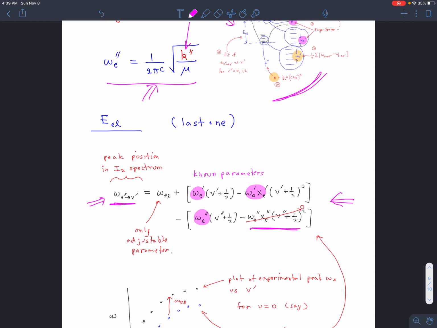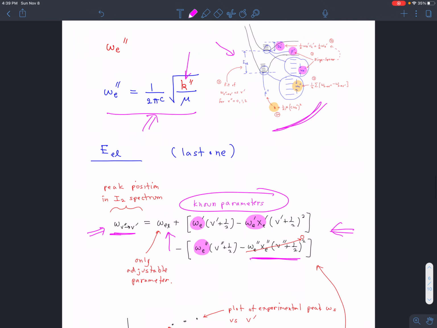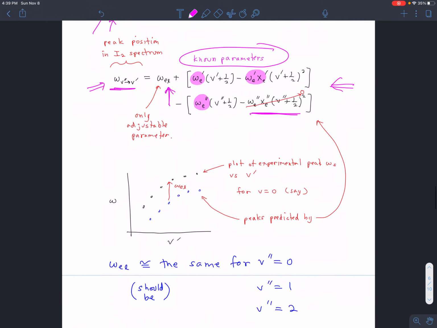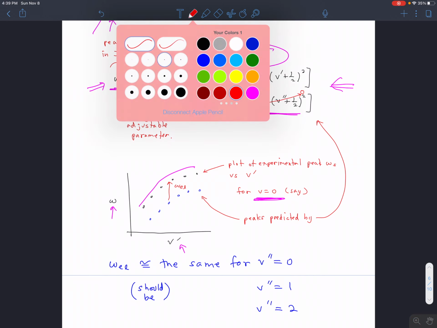And we now have all the parameters that we need in order to actually plot out that spectrum, except for this offset value, which is exactly the value we want. Omega EL is this divided by HC. So getting omega EL gives us this EEL as we want. So all we have to do is plot the actual data, so plot the peak positions versus the V prime number for a fixed value of V double prime.